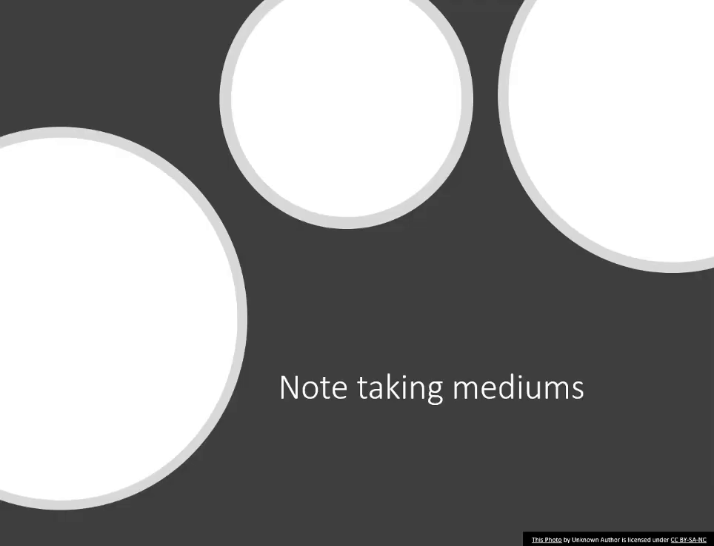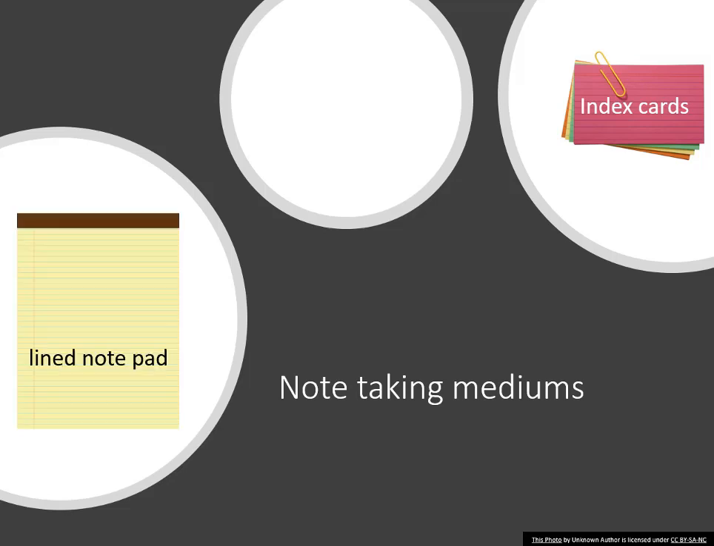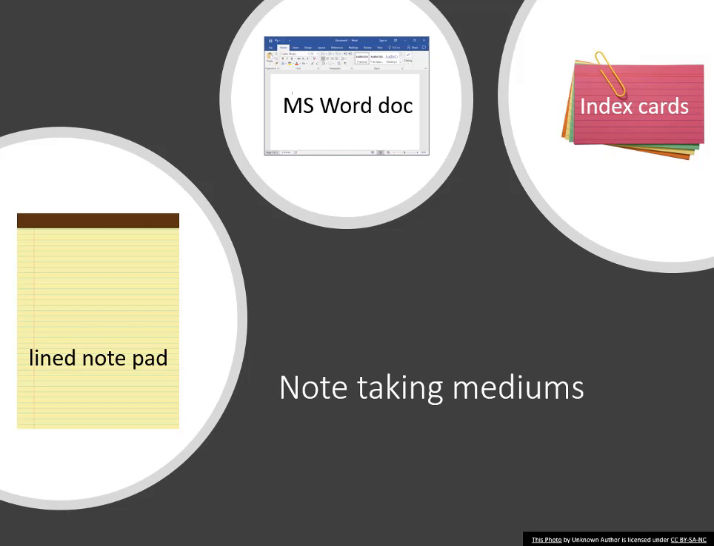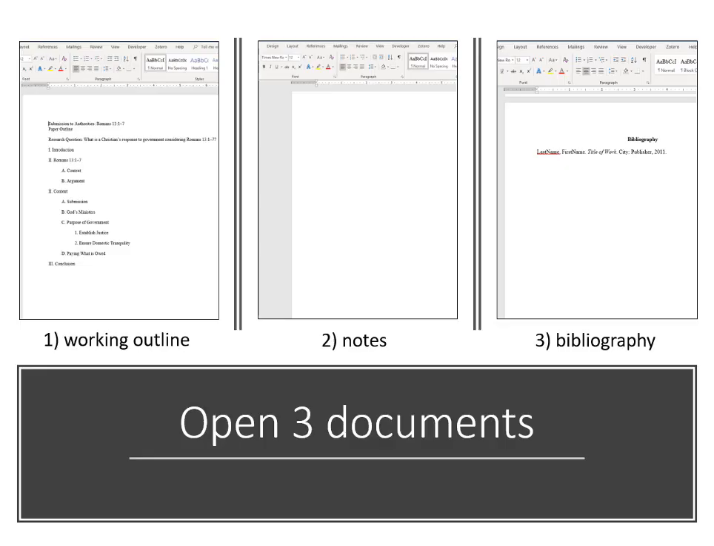There are several ways to take notes. Use handwritten note cards, or write them on a lined writing pad, or type them into a Microsoft Word document. I prefer using a Word document. When I'm ready to take notes, I open 3 documents: my working outline, a new document for my notes, and a new document for my bibliography.